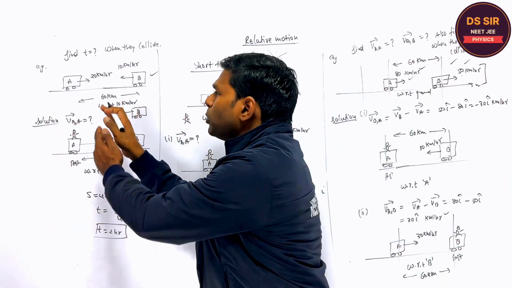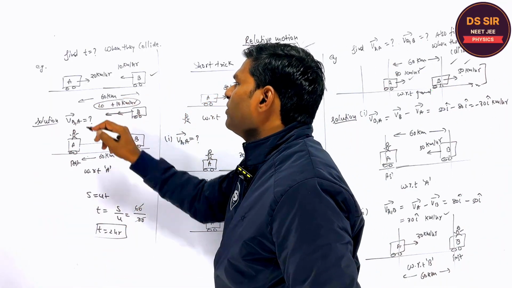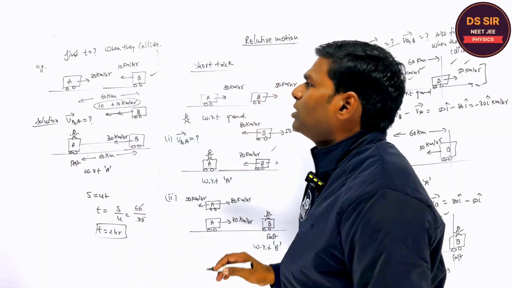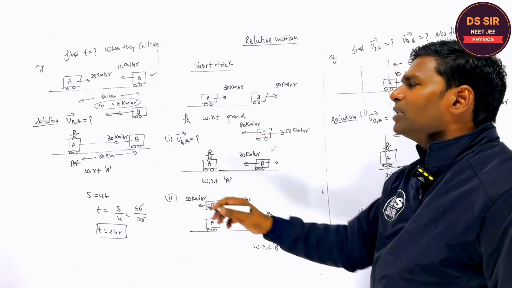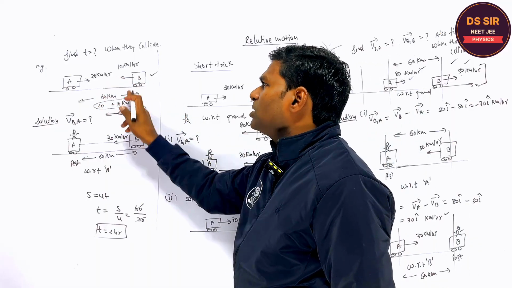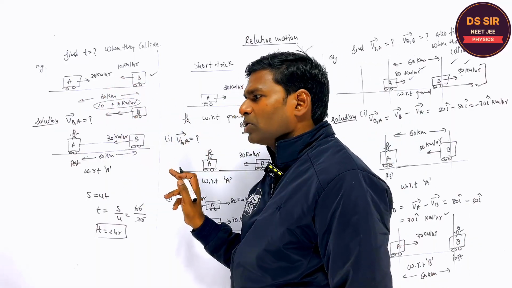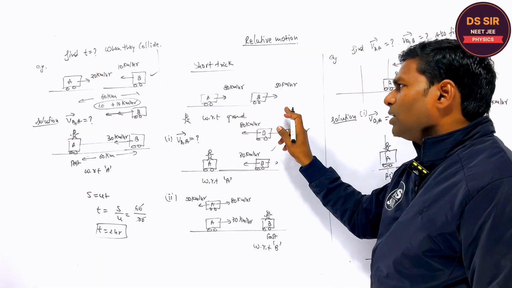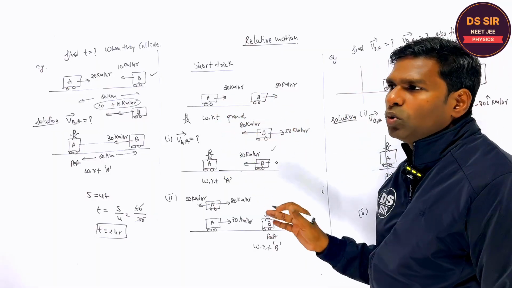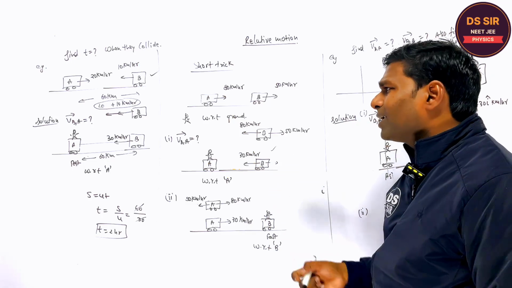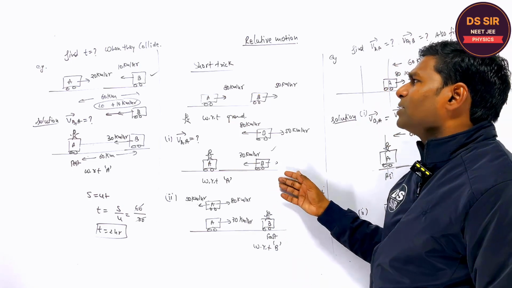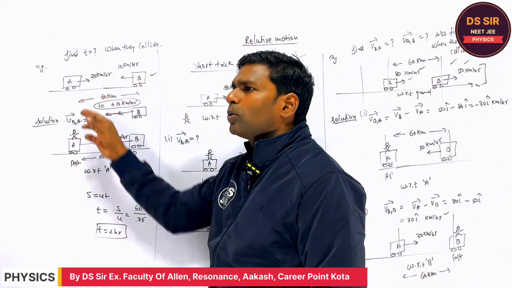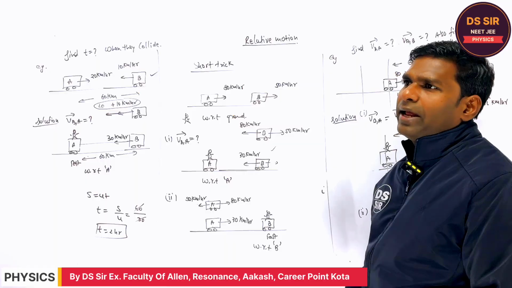When they are moving in the opposite direction, the relative velocity is found by adding these two velocities. If they are moving in the opposite direction, the relative velocity is the addition of the two velocities of the two cars. If they are moving in the same direction, the relative velocity is the difference of the two velocities, right? So you can conclude this and memorize. If both are moving in the same direction, subtract them. If both are moving in opposite directions, you can add them, right?